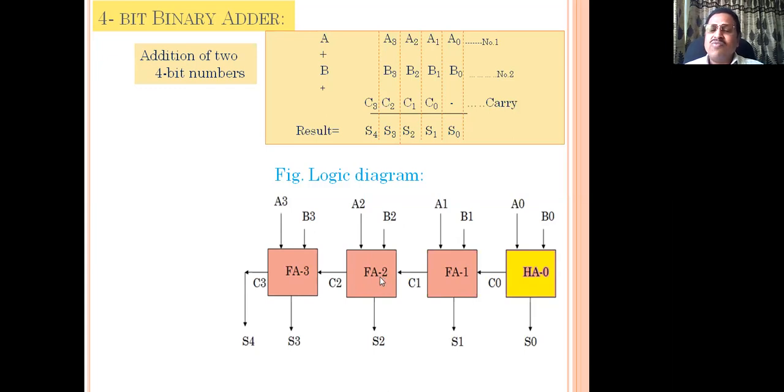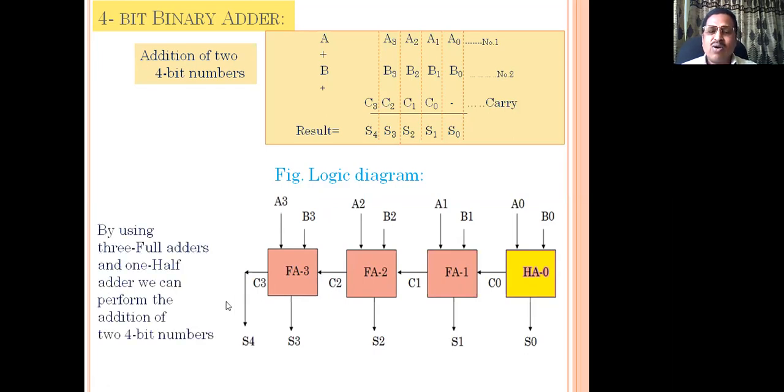Now, the first full adder will add A1, B1 from the two numbers along with the carry C0 from the half adder. The resultant of the addition is the sum S1 and, if any, a carry C1 given to the next position. Full adder number 2 will add A2 with B2 along with the carry C1 from full adder number 1. The result is the sum S2 and, if any, a carry C2 given to the next position. The last full adder will add the two binary bits of numbers A and B, A3 plus B3, along with the carry from full adder 2. The resultant sum is S3 and, if any, a carry C3. C3 can be assumed as the resultant fifth bit of the addition, S4.